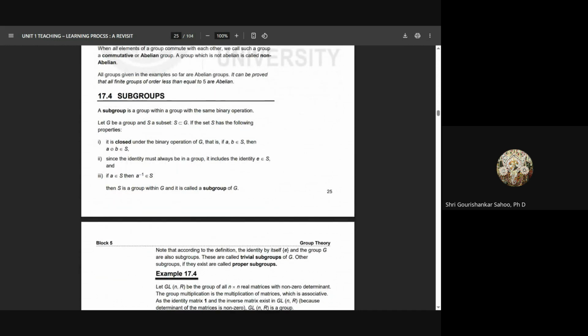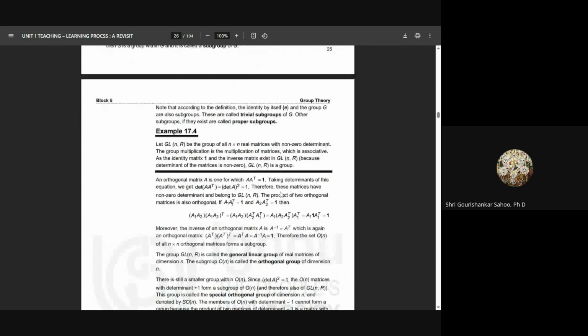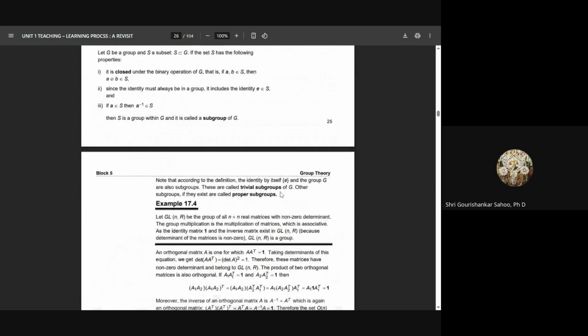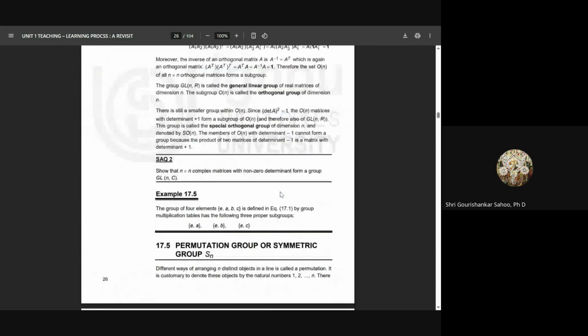Then your subgroup. Let G be a group and S is a subset, then you can say it is closed under the binary operation of G, and the identity must always be in the group. It includes the identity E belongs to S, and if A belongs to S, then A inverse also belongs to S, where S is a group within G and is called a subgroup of G.